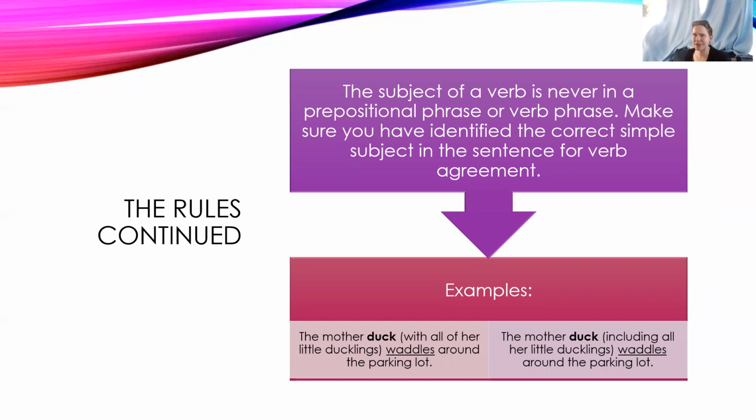See how being able to identify the simple subject and simple predicate comes in handy here? Our simple subject is duck, and that is singular. The verb does need an S. With all of her little ducklings are both prepositional phrases. And these prepositional phrases give us more information about the duck itself, but they are not the subject.